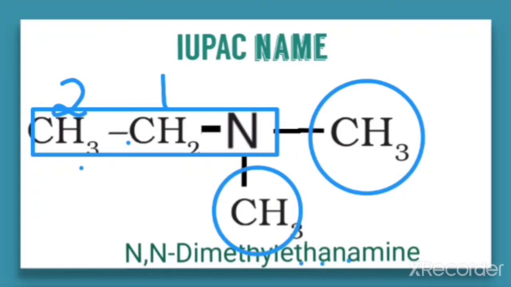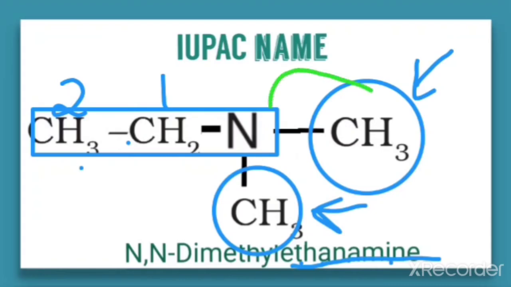So ethane, and we are using the suffix for function group amine. So ethanamine comes here. But here the 2 substituents, which are circled here, are methyl. 2 methyl groups are the substituents here. Now both are attached to nitrogen, that you can see here, both are attached to the nitrogen.